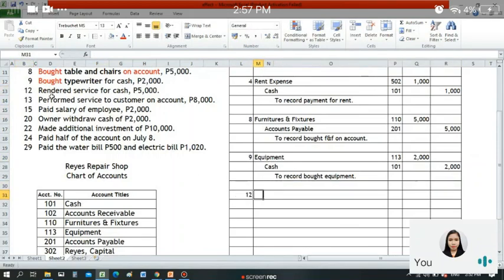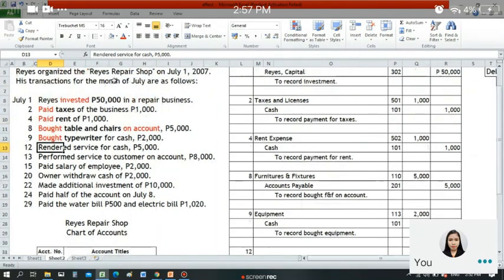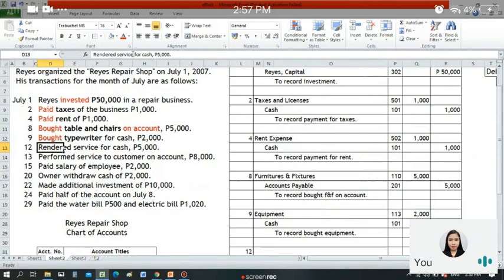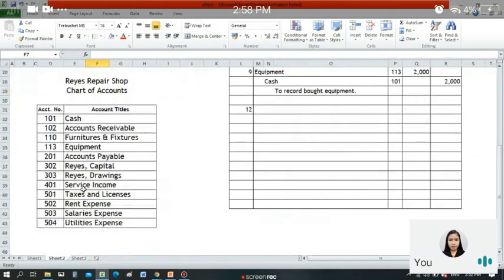So, rendered service for cash. Sabi ko nga kanina, our transaction is a service business because this is a repair shop. So, rendered service, automatic when you see this, when you are preparing accounting cycle or journal entry for service business, when we say rendered service, meaning it is an income. So, what is your income account? So, you have here service income.